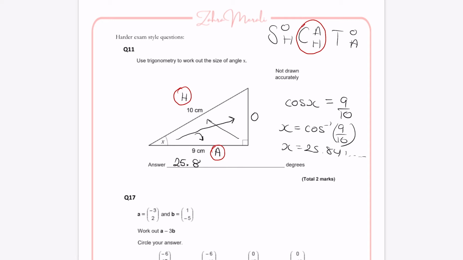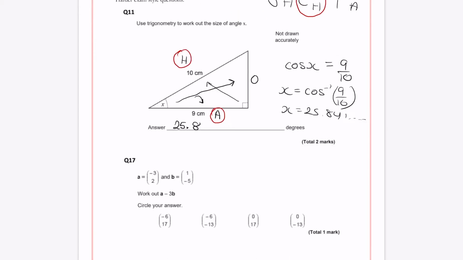It doesn't tell us how many decimal places. If you've done more, you should have been all right. But there's two significant figures in the question, like there's 10. Doing one more is not going to lose you any marks. Okay, now we've got vectors.